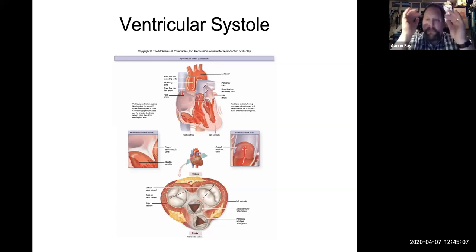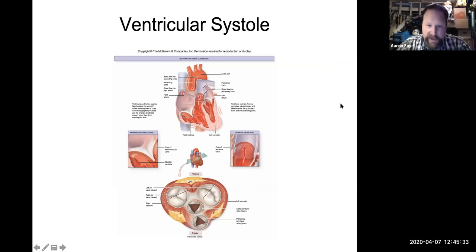Now, remember, the walls of the atrium are very, very thin, right? You only need enough strength to send blood from the atrium into the ventricle. So when you're talking about moving blood in the body, moving blood from the heart to the lungs, moving blood from the heart to the rest of the body, you're talking about the action of the ventricles. So here we're just looking at the big picture. What's the big mover? Ventricular systole.